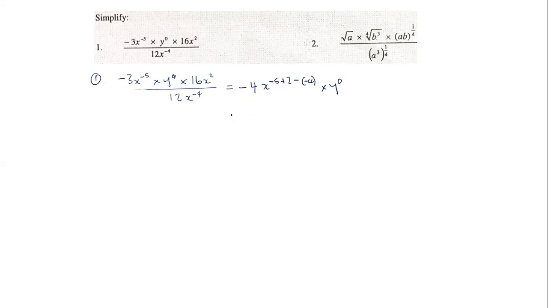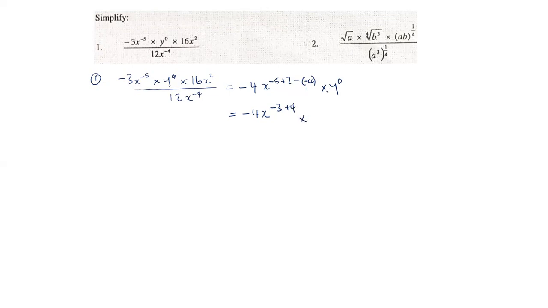Now, continuing with the very same expression, let us add the exponents or subtract them, whatever the case may be. Here we have negative 4x. What is negative 5 plus 2? We're most definitely going to get negative 3. And then we're going to minus negative 4, which is going to be positive 4.